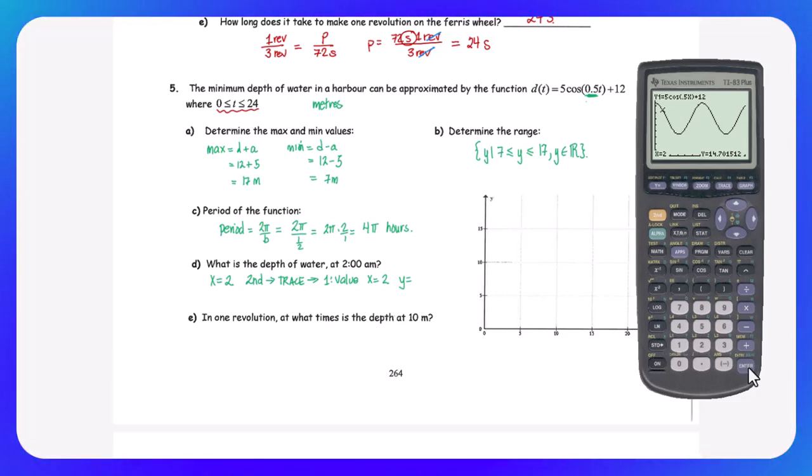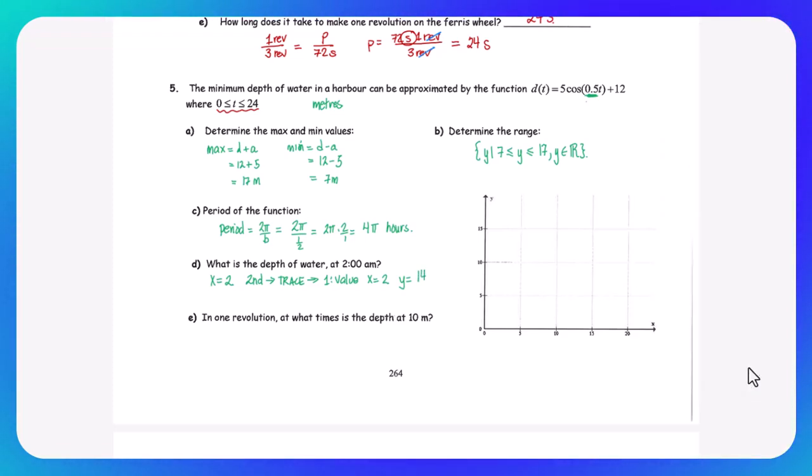Now, it doesn't say rounding to a particular number. Let's go to the 10th. So we're going to say 14.7 and we're going to say meters. Okay. Now, in 1 revolution, at what time is the depth at 10 meters?